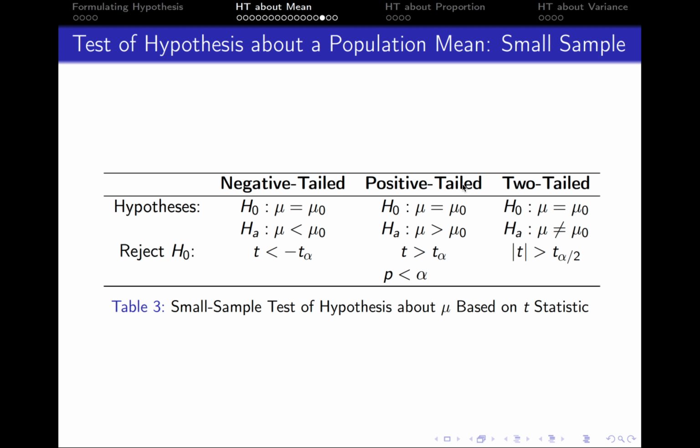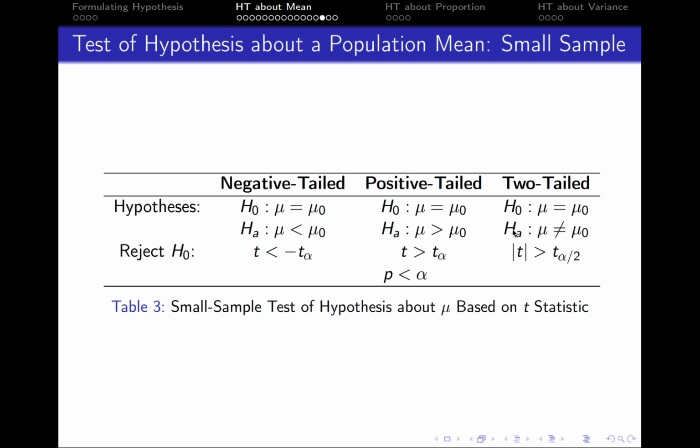As for the positive tail test, the alternative hypothesis is when the true population mean is above the hypothetical population mean, and we will reject the null hypothesis and accept the alternative hypothesis when the estimated t-statistic is above the critical value of the t-statistic at the significance level of alpha for a given number of degrees of freedom.